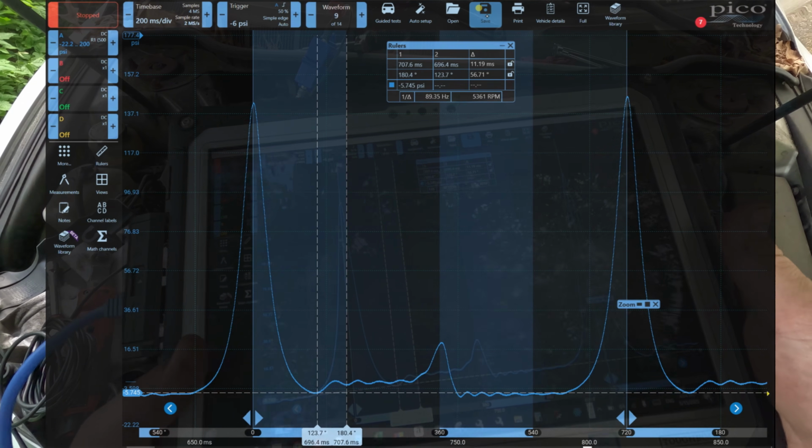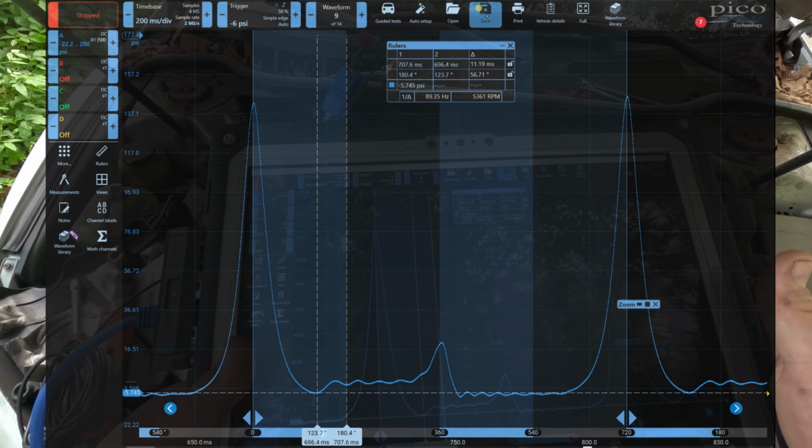Also, you see that's 137 PSI? That's very, very high for running compression. Usually it's closer to 80, like 70 to 90.